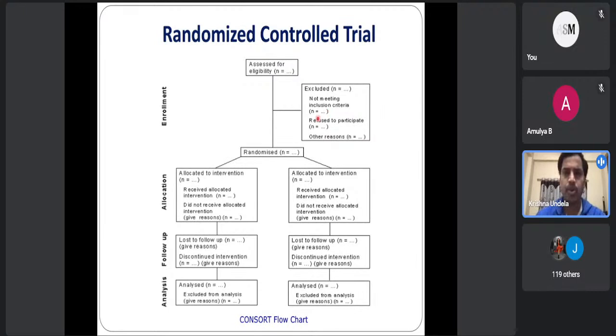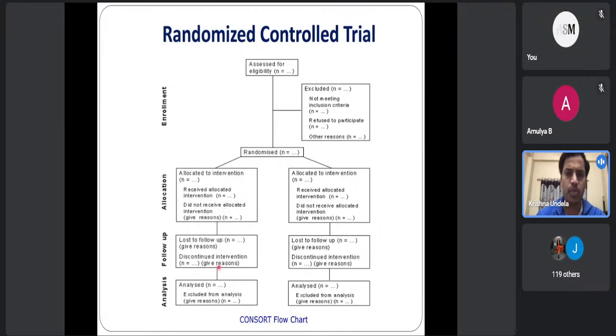Okay. So for example, 200 are excluded, and they have mentioned all the reasons why they excluded the 200 patients. And the remaining, we have 800 patients. Out of 1,000, we excluded 200, and the remaining 800 patients, we divide into two groups by using randomization. One group receives the intervention, and the other group receives the placebo. Here they mention intervention, but just imagine that it's the placebo. So 400 receive the intervention and 400 receive the placebo.